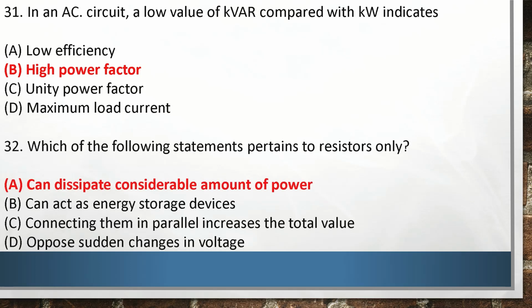32. Which of the following statements pertains to resistance only? A, can dissipate a considerable amount of power; B, can act as an energy storage device; C, connecting them in parallel increases the total value; D, opposes sudden change in voltage. And the answer is A, can dissipate a considerable amount of power.